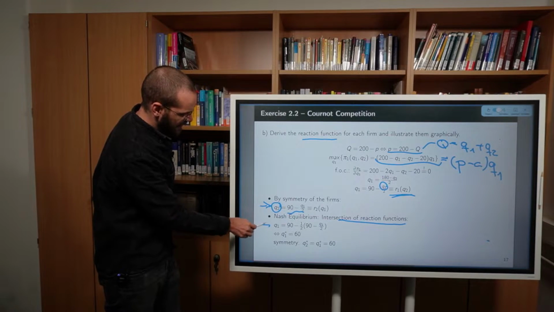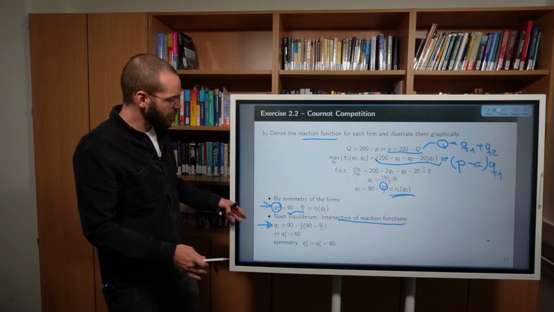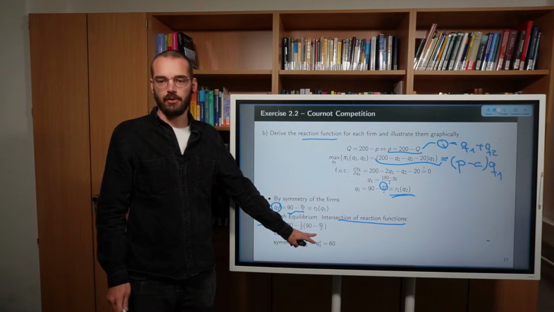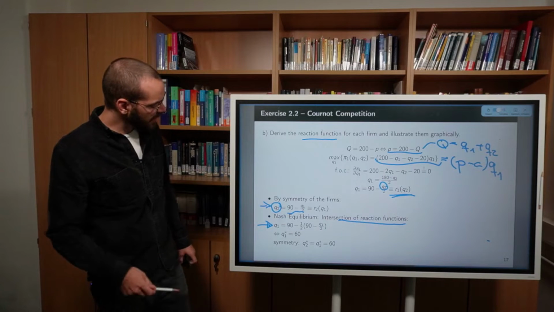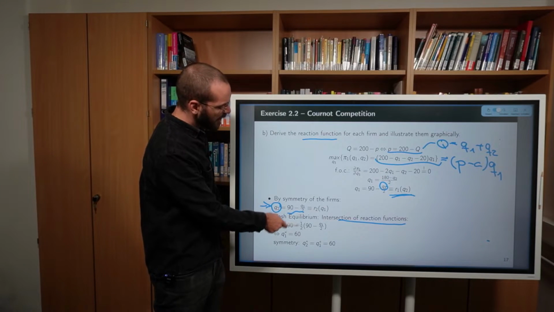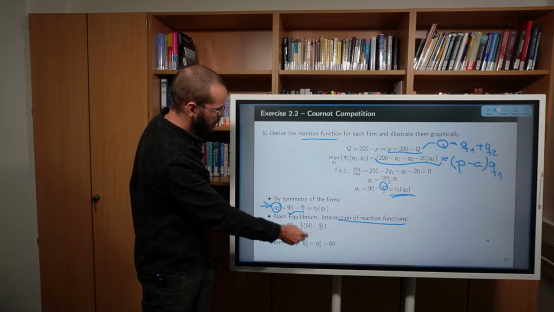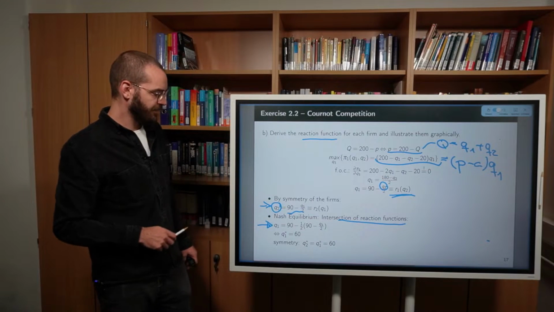All this is happening in this step down here. And what we are faced with now is a function Q1 that only depends on Q1. There is no Q2 in it anymore. It reads Q1 equals 90 minus 1/2 times, and now of course the reaction function of firm 2, which reads 90 minus Q1 divided by 2.